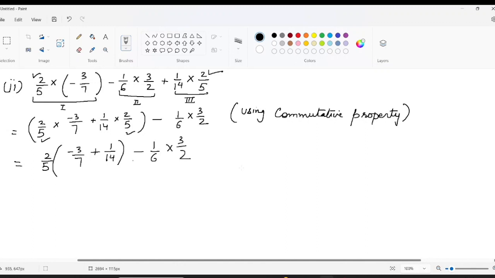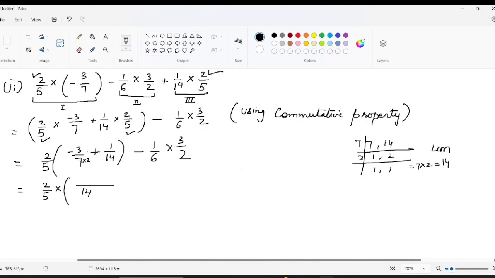We are going with a very simple step-by-step method. Now we will solve the brackets. 2 by 5 is multiplied outside the bracket, and inside we will take the LCM of 7 and 14. The LCM will be 14. 7 ones are 7, 7 twos are 14. So we are making it 14 in the denominator. 7 we will make 14 by multiplying it by 2, and in the numerator also. So it will become minus 6 plus 1.